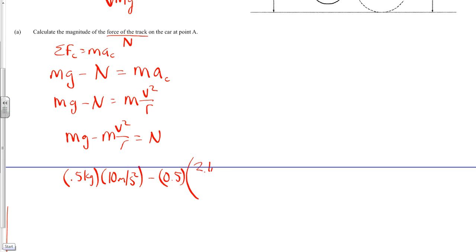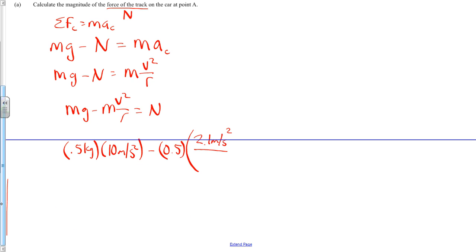Velocity at point A is 2.1 meters per second. That quantity squared, divided by the radius of the circle, which is given to you as 0.95 meters, equals our normal force. The result is about 0.7 Newtons, since it's a force.